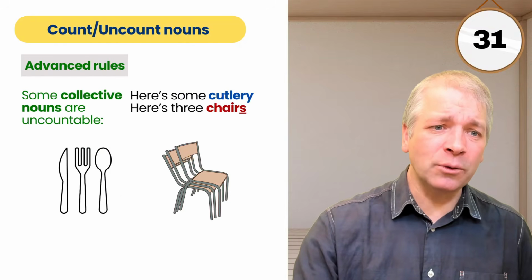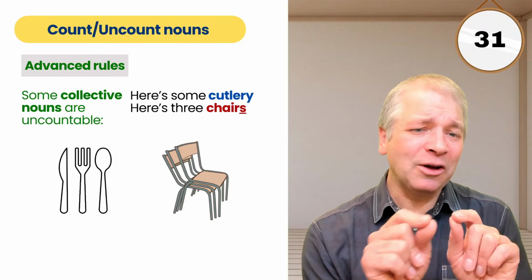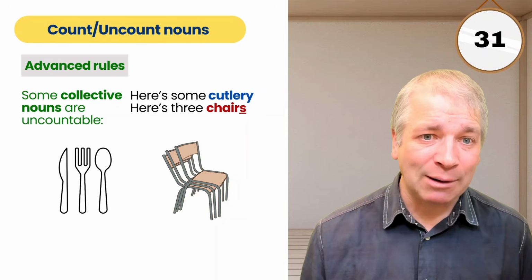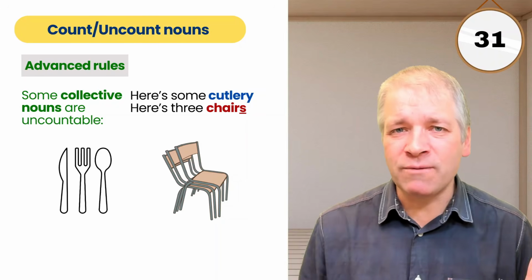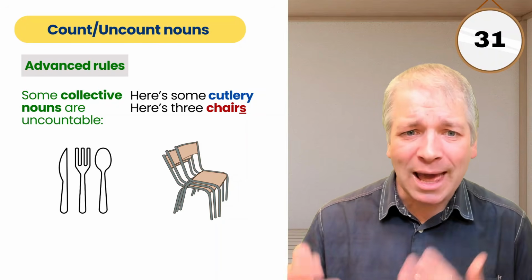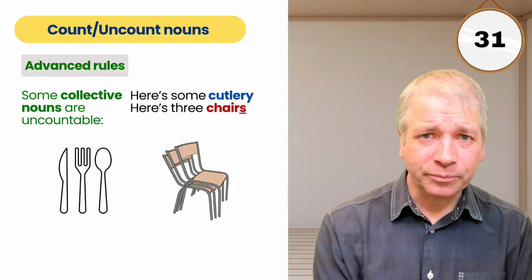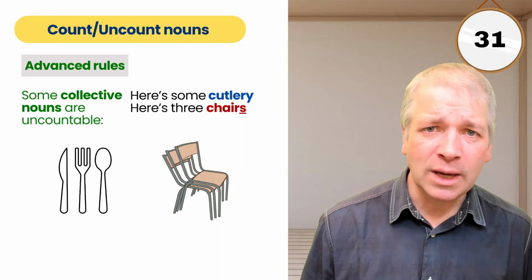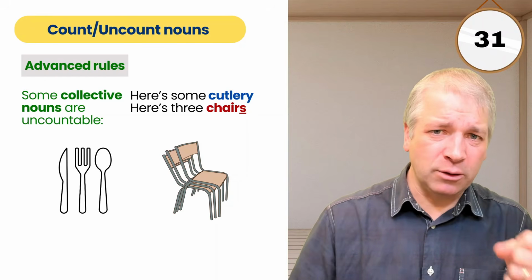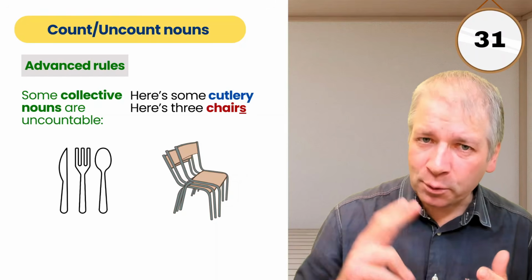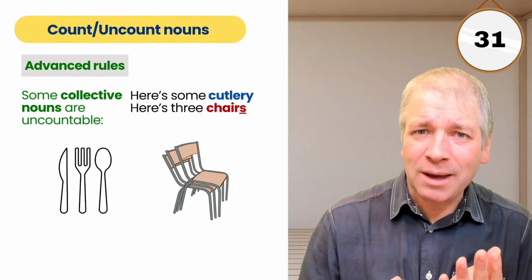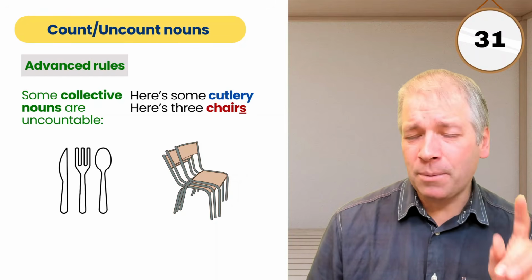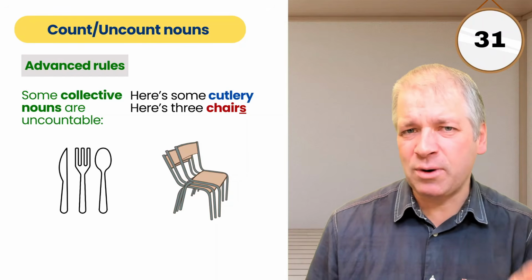At an advanced level, you need to know that some collective nouns are uncountable, but some are not. They vary from noun to noun. So cutlery, that describes all of the things you use to eat. So in terms of the things you use to put things in your mouth. So knives, forks, spoons, add them together, we call them cutlery. There's 3 pieces, but we still just call it cutlery. We don't say 3 cutleries.